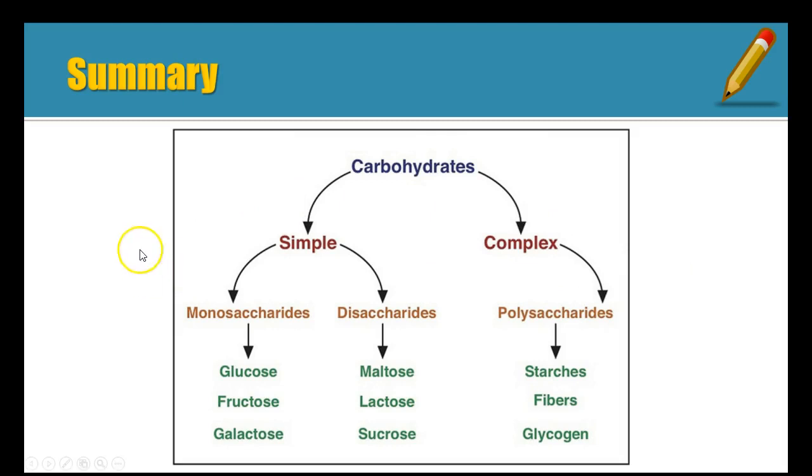So this is just a summary of your carbohydrates broken down into simple and complex, and then the examples. I would include this in your notes.